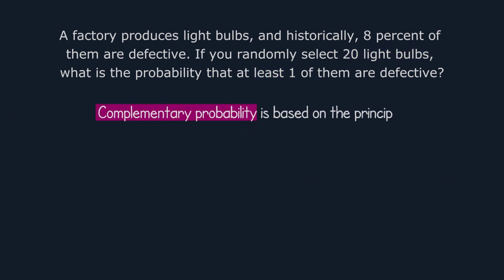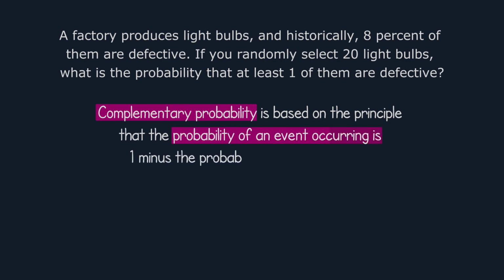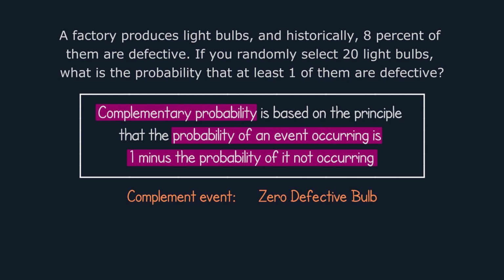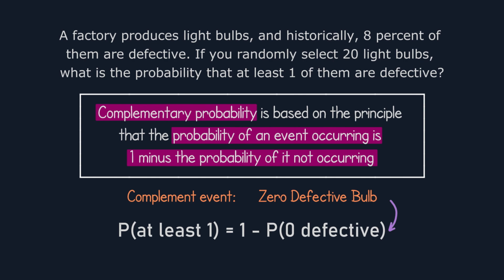Complementary probability is based on the principle that the probability of an event occurring is 1 minus the probability of it not occurring. So instead of calculating the probability of getting at least 1 defective bulb directly, we'll find the probability of the complement event, that is, getting 0 defective bulbs, and then subtract that from 1.